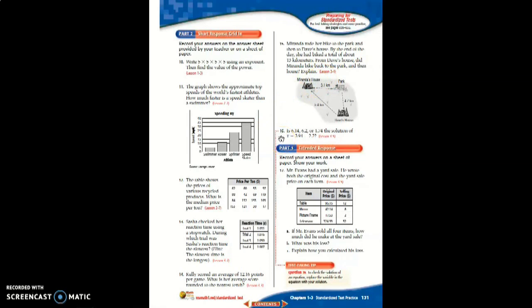16. Is 6.14, 2.2, or 1.74 the solution of x minus 3.94 = 2.2? Part 3. Extended Response. Record your answer on a sheet of paper. Show your work. 17. Mr. Evans had a yard sale.